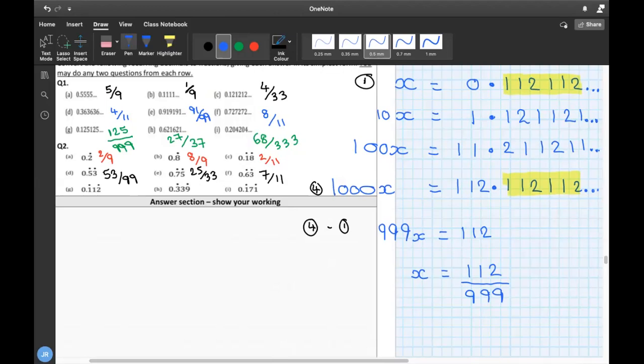And that's it. Yeah, we cannot divide that by 3. So that's going to be your final answer there. Cannot divide that by 9. Let's just double check that. Yeah, okay, great. That's going to be our final answer there.